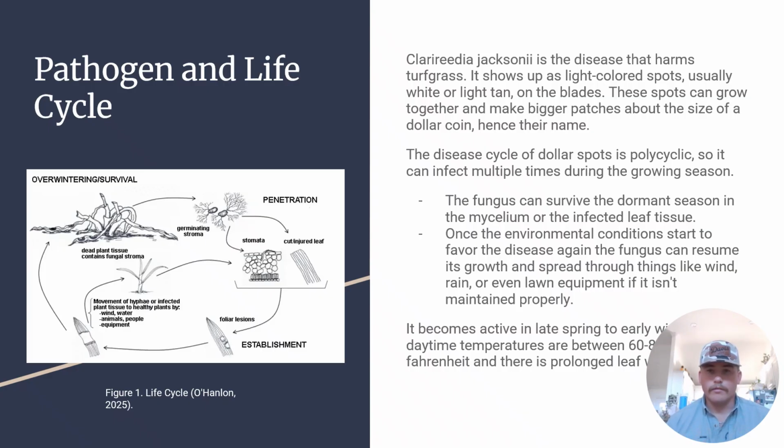The fungus can survive the dormant season in the mycelium or the infected leaf tissue. Once the environmental conditions start to favor the disease again, the fungus can resume its growth and spread through things like the wind, rain, or even mowers if it isn't maintained properly. It becomes active in the late spring to early winter when daytime temperatures are between 60 to 80 degrees Fahrenheit and there's prolonged leaf wetness.